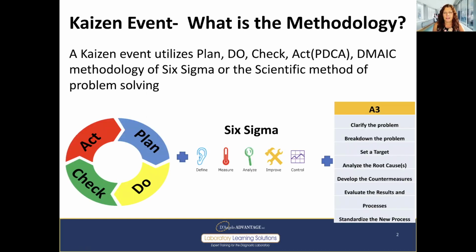We will talk about the methodology. So Kaizen, we plan, do, check, act, Six Sigma, or the A3 that we go through: clarify the problem, we're breaking down the problem, we're setting the target, and then we're analyzing for the root cause because we want to eliminate that root cause. So each of these methodologies use that idea: we want to be able to identify the root cause and eliminate it.